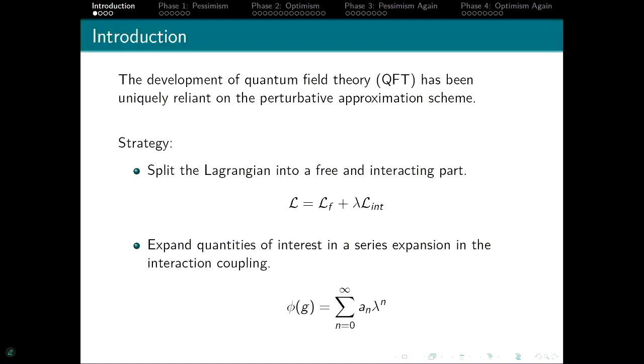And the basic strategy is to separate our Lagrangian or our Hamiltonian into a free part, which can be exactly solved, and then an interacting part, which you're adding on to this exactly solvable theory. And then to try and describe interactions, express the observables of the interacting theory in a series expansion in this coupling parameter lambda, which is basically telling us how strong this interaction term is.